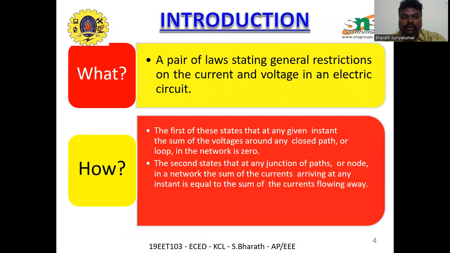What is Kirchhoff's law? It is a pair of laws stating general restrictions on the current and voltage in an electrical circuit. The first of these states that at any given instant, the sum of the voltages around any closed path or loop in the network is zero. The second states that at any junction of paths, or node, in a network, the sum of the currents arriving at any instant is equal to the sum of the currents flowing away from it.